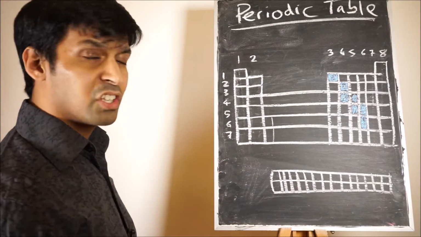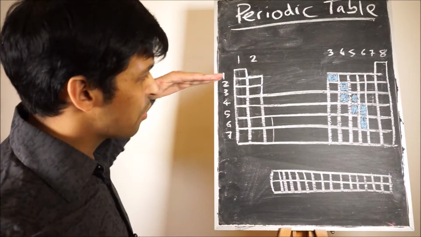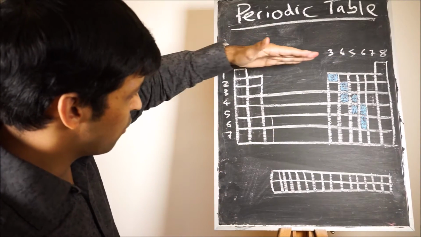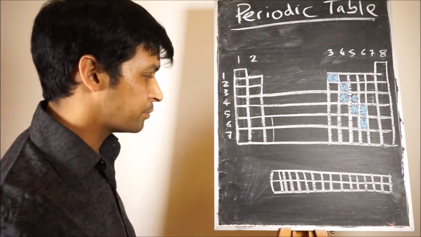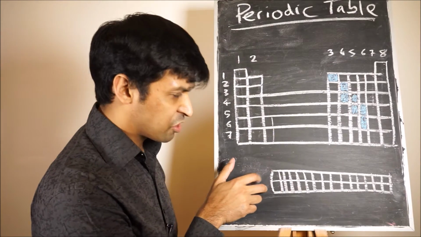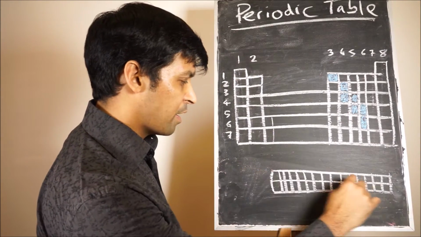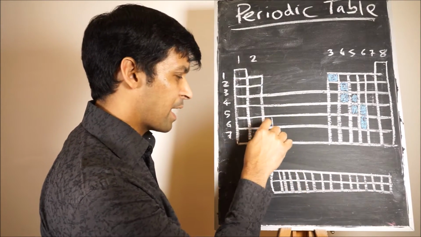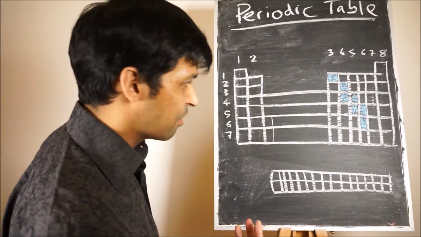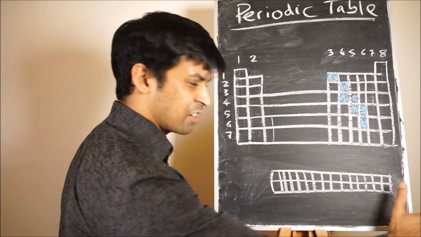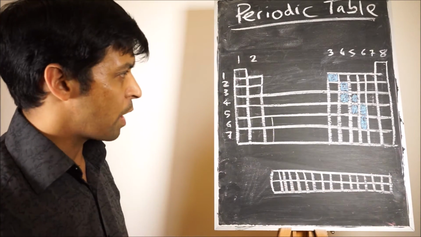Okay, we've also got periods, and these are the rows that go across. So period 1, period 2, all the way down to period 7. Now we've got these 2 groups as well. The first row belongs up here, and the second row belongs down there. And again, if you're just in grade 8 or grade 9, you can just ignore these. You won't need to worry about them.